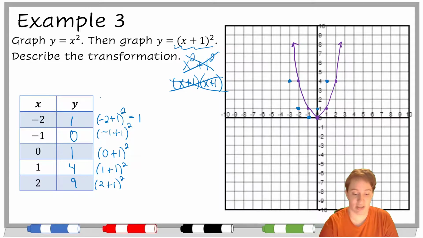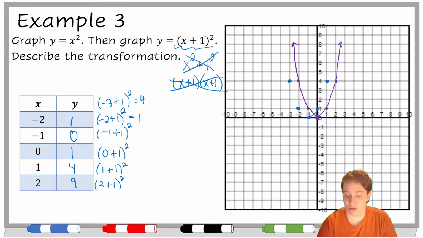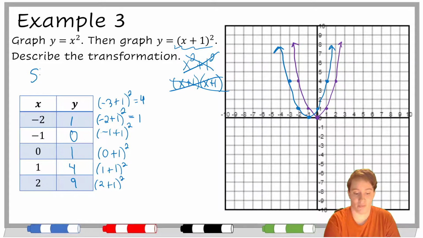We can plug that in if we're not sure. Negative 3 plus 1 squared. That'd be negative 2 squared, which is 4. So when I plug in negative 3, I get 4. So check this out. This has been shifted left 1.